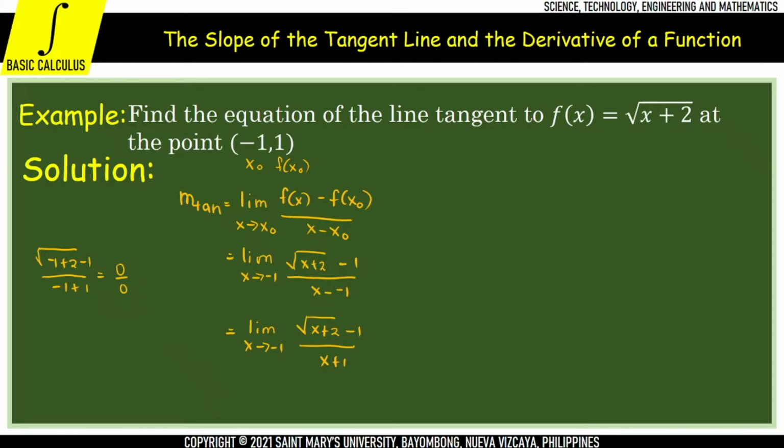Ibig sabihin nun, the limit exists but we have to simplify either by rationalizing, by multiplying by its conjugate, or pwedeng by simplifying complex fraction. So in this case, since meron tayong radical symbol sa taas and then we have a binomial, pwede nating i-multiply yan by its conjugate. So paano ba yung conjugate?